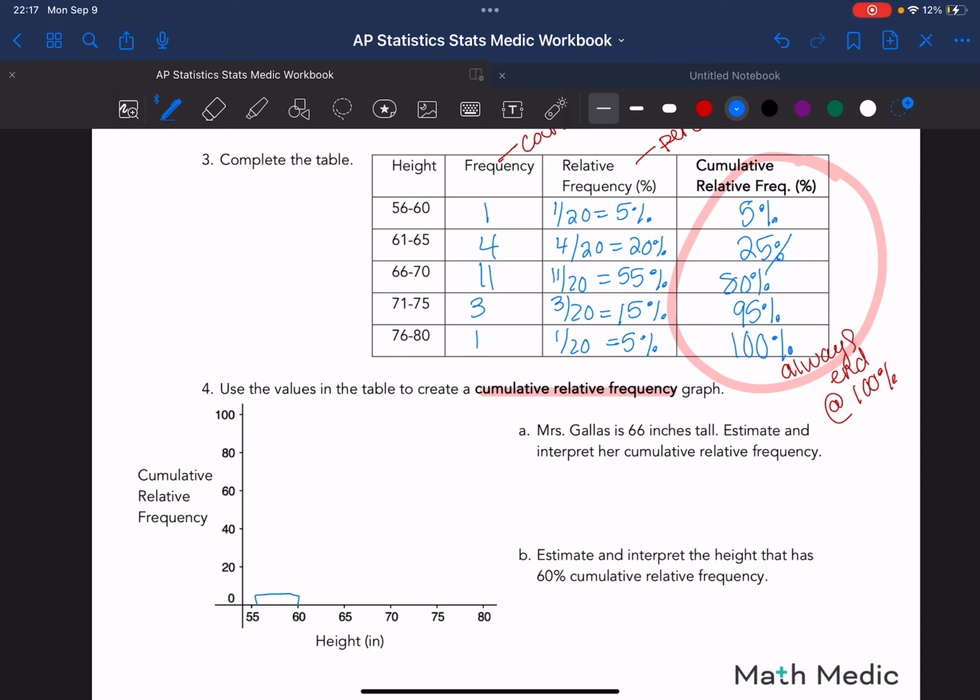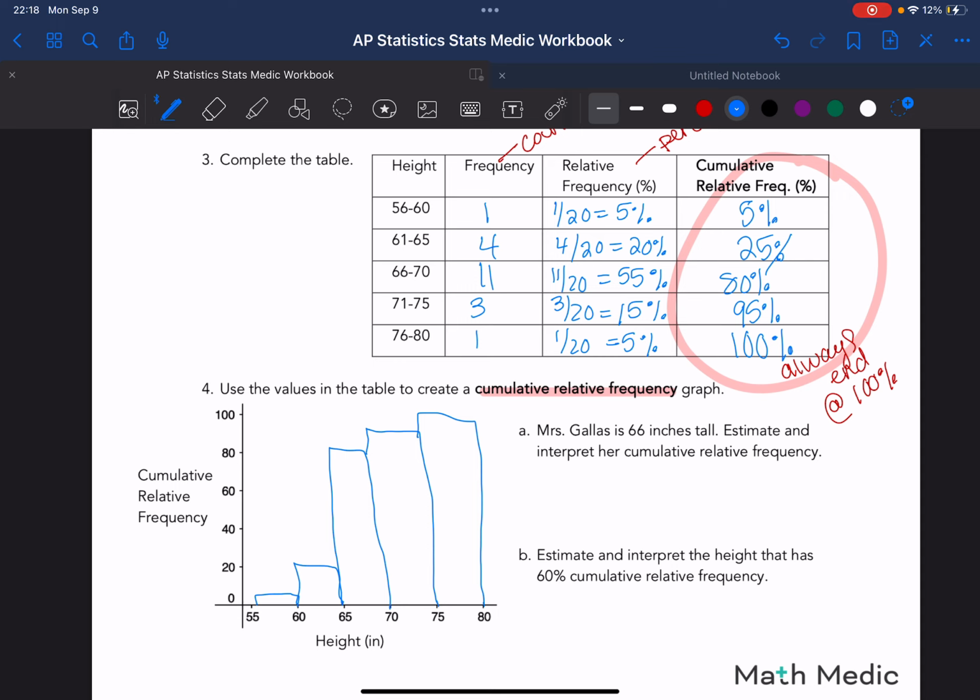Okay. 61 to 65 at 25%. Okay, so 25. 66 to 70 at 80%. 71 to 75 at 95%. And 75 to 80 at 100%. Okay.